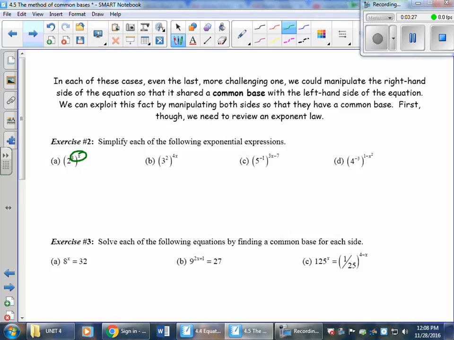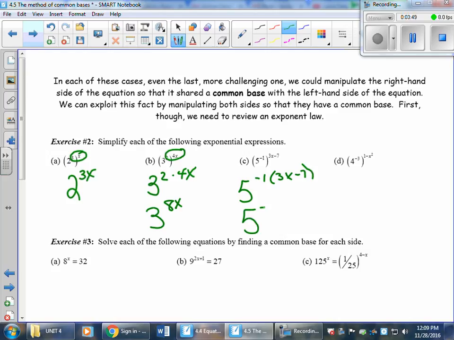When you have 3 raised to the x, that's the same thing as saying 2 to the 3x. When you have 3 raised to the 2nd power raised to the 4x, this is 3 to the 2 times 4x, or of course we could rewrite it as 3 to the 8x. This is going to be 5 to the negative 1, 3x minus 7, but we're always going to simplify it to negative 3x plus 7. And the same thing here goes 4 to the negative 3, 1 minus x squared, and we're going to simplify it just a little bit to the negative 3 plus 3x squared.